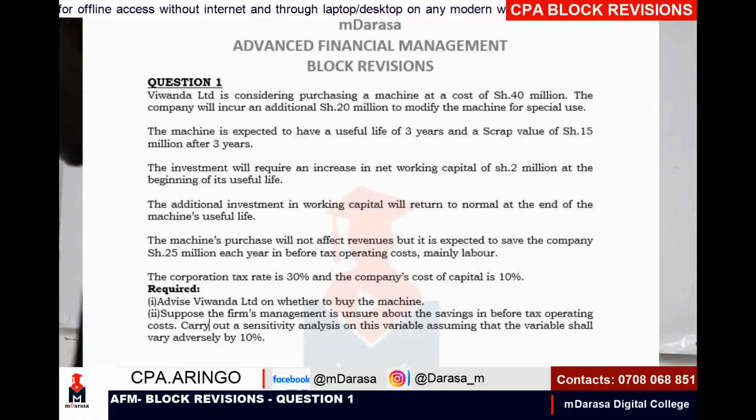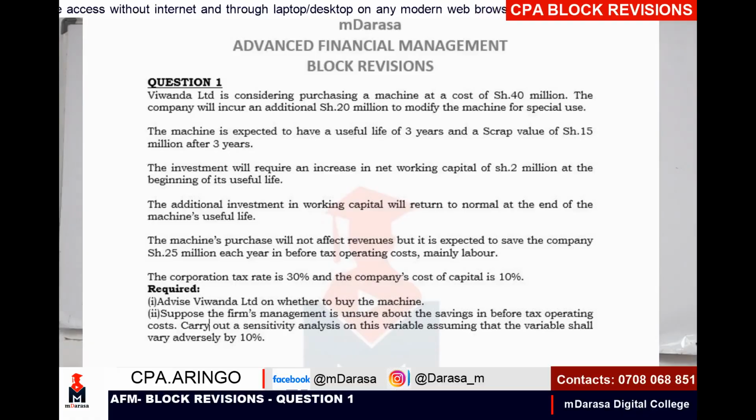It will be upon us to identify which topic it has come from, right? We are told that I'm having this company known as Viwanda Limited. You can literally download the question as well. Viwanda Limited is considering purchasing a machine at a cost of 40 million. The company will incur an additional 20 million to modify the machine for special use.